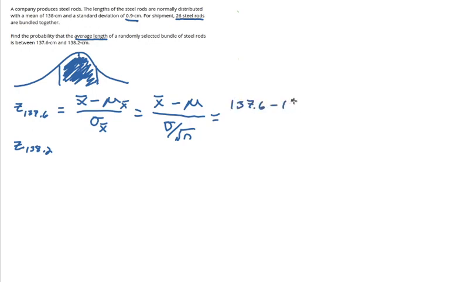So for us, this looks like 137.6 minus 138, all divided by 0.9, our standard deviation, divided by square root of 26.